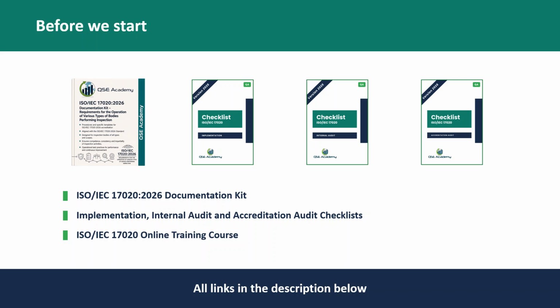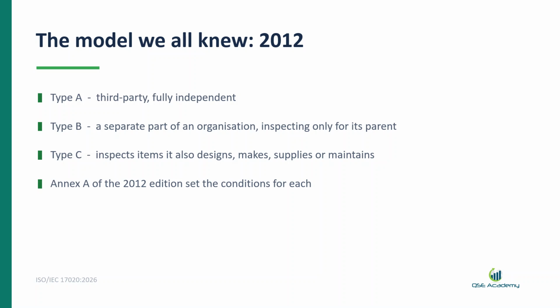Now let's talk about the standard. Let's start with what you already know, because the contrast is the whole story. Under the 2012 edition, Annex A gave us 3 types. Type A was the classic third party, independent of everyone involved in the item being inspected. Type B was an identifiable separate part of a larger organization, and it supplied inspection services only to its parent organization. And Type C was the one that always caused the arguments. The body that inspects items it is also involved in designing, manufacturing, supplying, or maintaining, with safeguards to keep those activities separated. 3 letters, 3 sets of conditions.